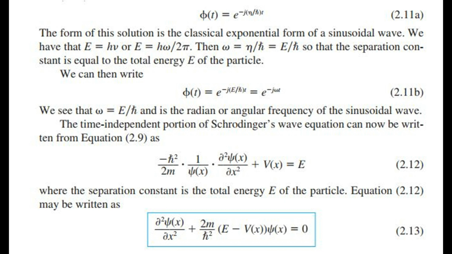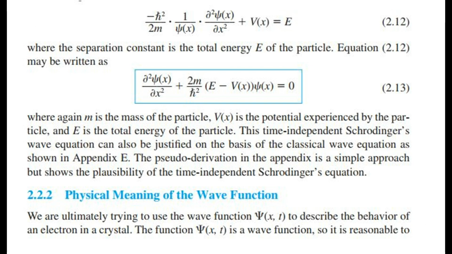Equation 2.12 may be written as [equation], where again m is the mass of the particle, V(x) is the potential experienced by the particle, and E is the total energy of the particle. This time-independent Schrödinger's wave equation can also be justified on the basis of the classical wave equation as shown in Appendix E. The pseudo-derivation in the appendix is a simple approach but shows the plausibility of the time-independent Schrödinger's equation.